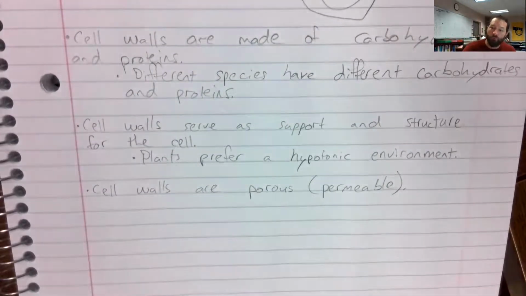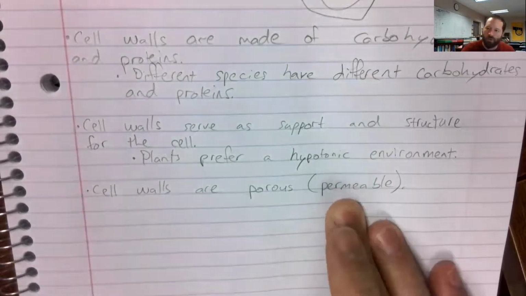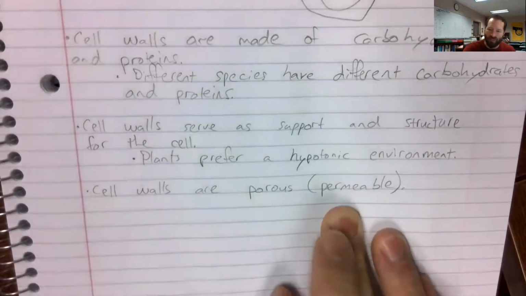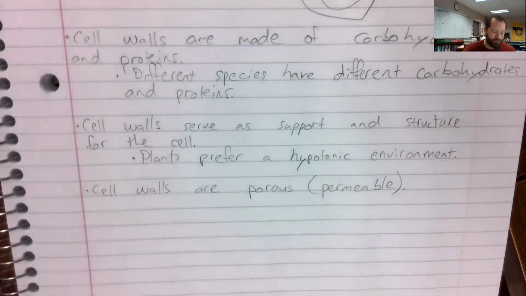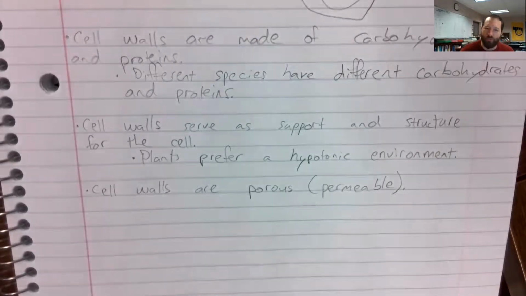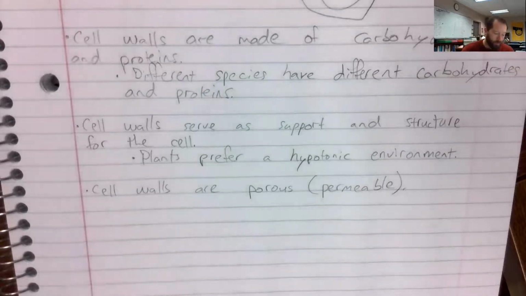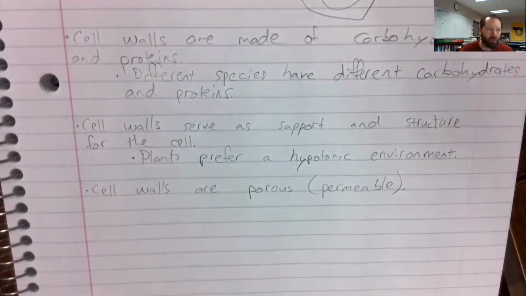Things do get through. If you remember, we started talking about the cell membrane a couple days ago. The cell membrane is what we call selectively permeable, which means some things get through and other things don't get through. That's selectively or semi-permeable. Well, cell walls are not selectively permeable. Pretty much everything can go right through a cell wall. It doesn't stop a whole lot of solute particles. Not really its job. Again, its job is to provide structure and support for the cell.